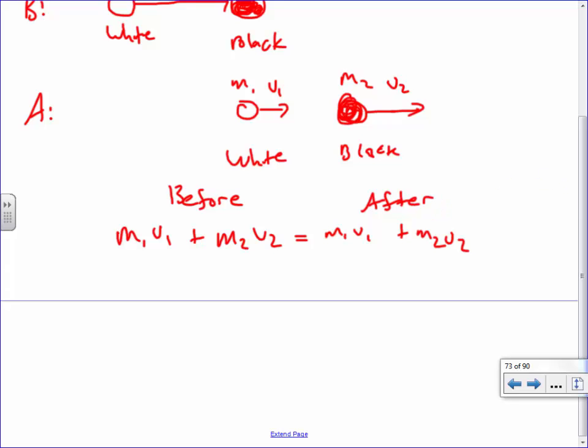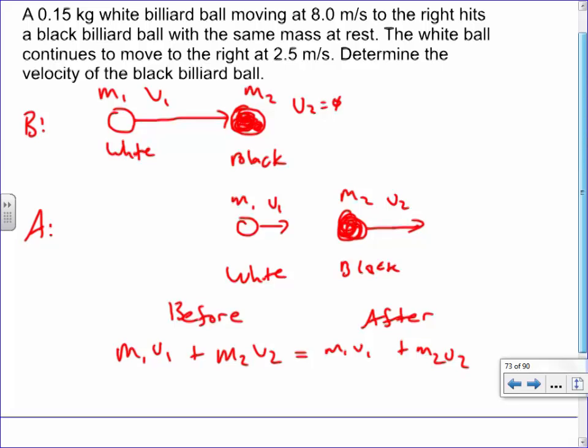So let's just start plugging in some numbers. Do we know the mass of the white ball? Yeah, it's 0.15, right? So I can make this one 0.15, and I can make the other mass 1 a little bit later in the equation, 0.15 as well. Then it actually says that the black billiard ball has the same mass. It's kind of sneaky, I hid it in there. It says the same mass. They don't have to have the same mass, but in this case they did. So I can make mass 2 be in both locations, also 0.15.